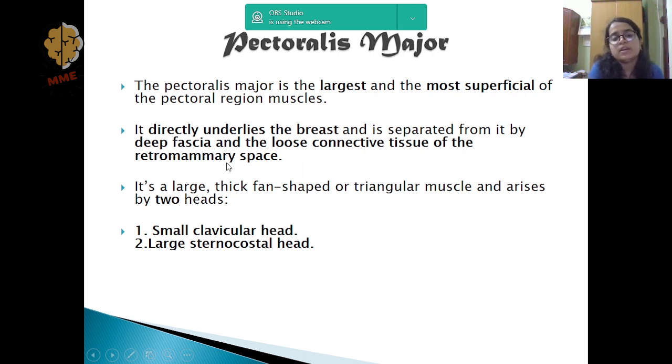Retromammary space means the mammary gland, the breast, is here, and behind it. Retro means behind. So the loose connective tissue space present behind the breast is called the retromammary space. It is a large, thick, fan-shaped or triangular muscle, and it arises by two heads: a small clavicular head and a large sternocostal head.